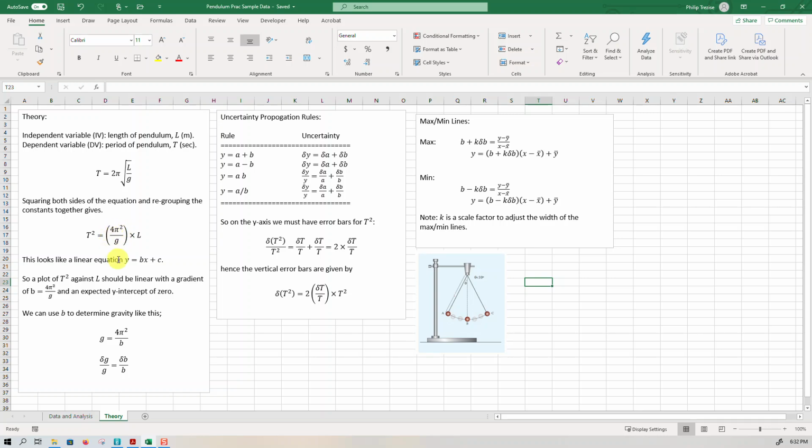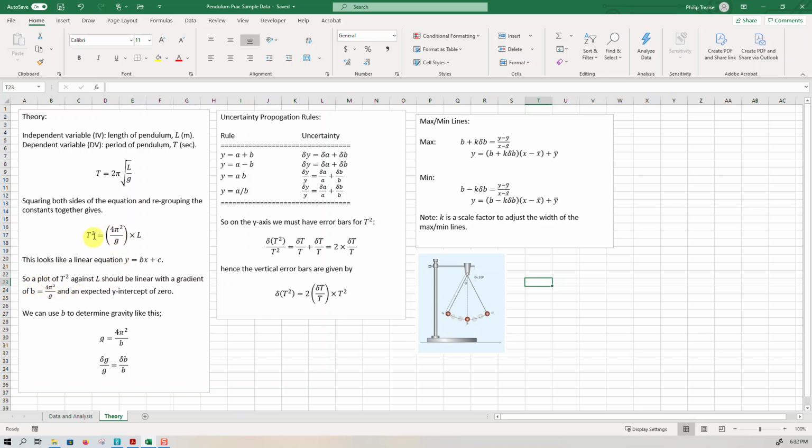Now that looks a little bit like a straight line equation. If I have t squared as my y variable, I should have all of these constants together to act as the value of gradient. I'm using the letter b to represent gradient. And then my x variable, length, would be here. Notice that there's no addition of an extra number. That means my y-intercept, c, should be 0. And that's what I've said down here. The gradient is 4 pi squared over g.